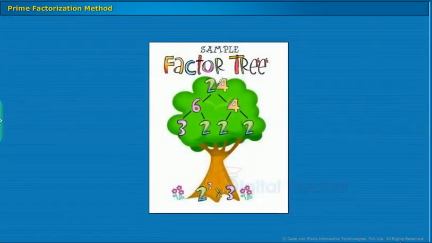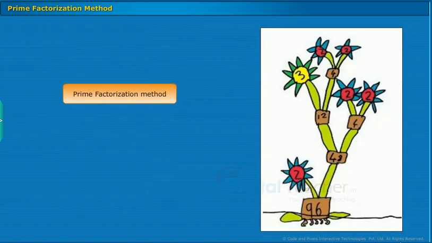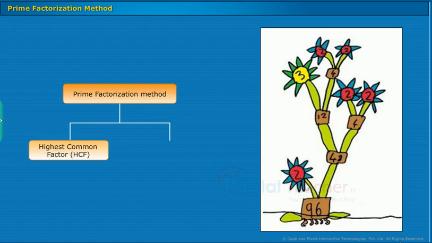Now, let us learn how to apply the fundamental theorem of arithmetic on more than one positive number using the prime factorization method. This method involves finding the prime factors of a given number. This method is used to find the highest common factor (HCF) and the least common multiple (LCM) of the given numbers. Let us look at an example.